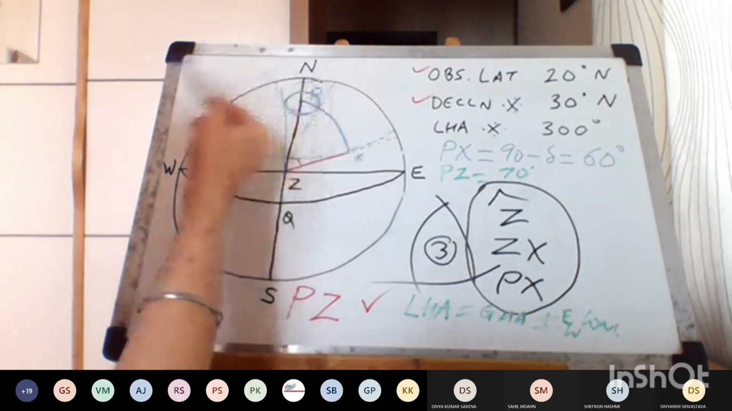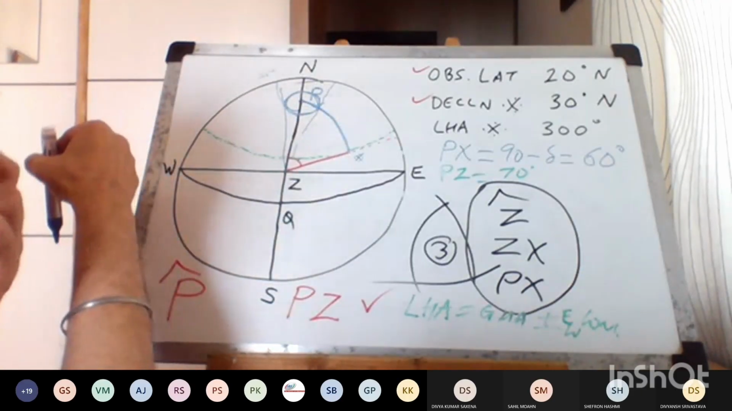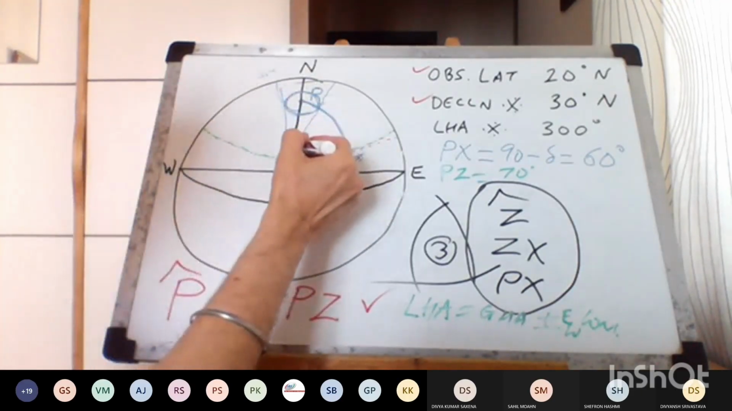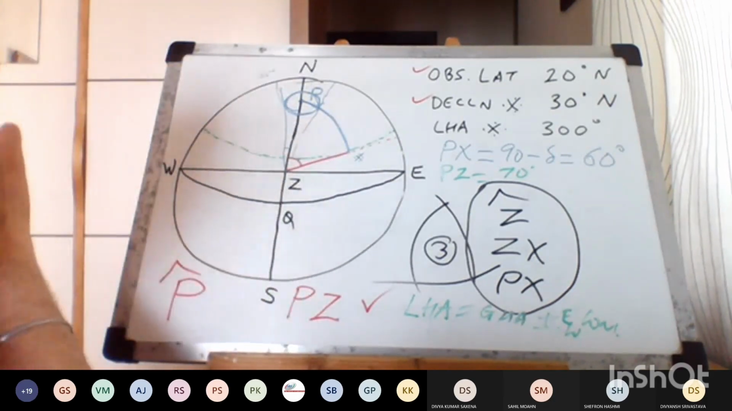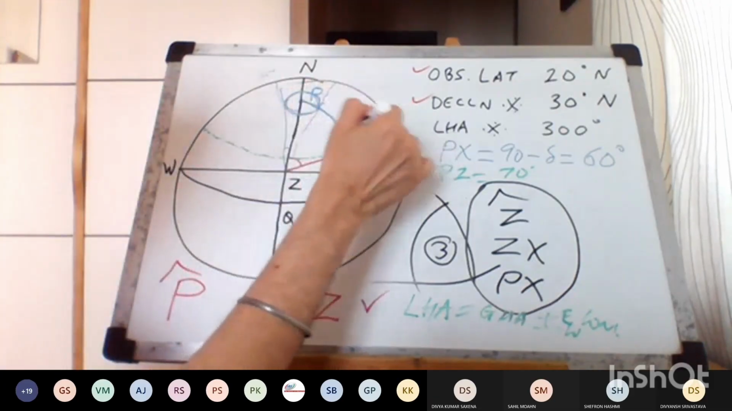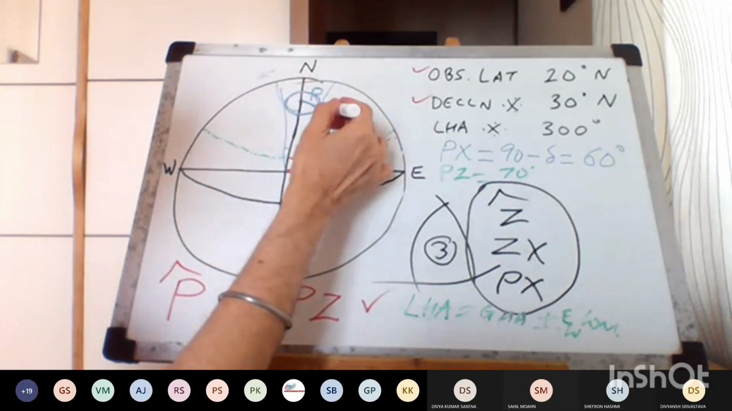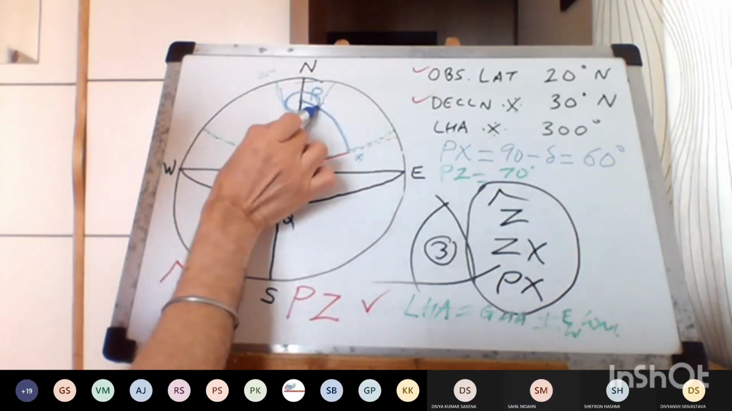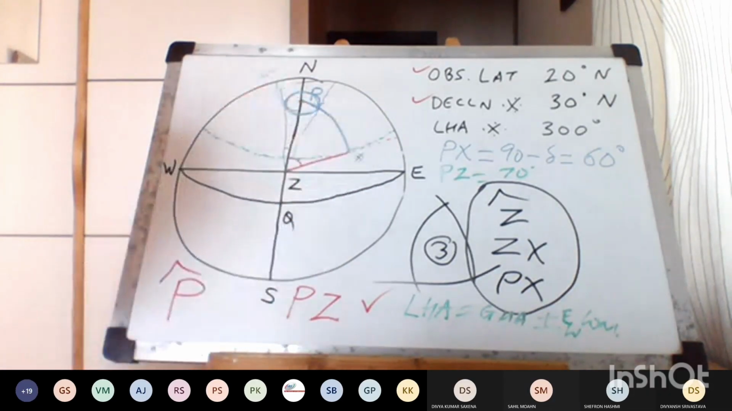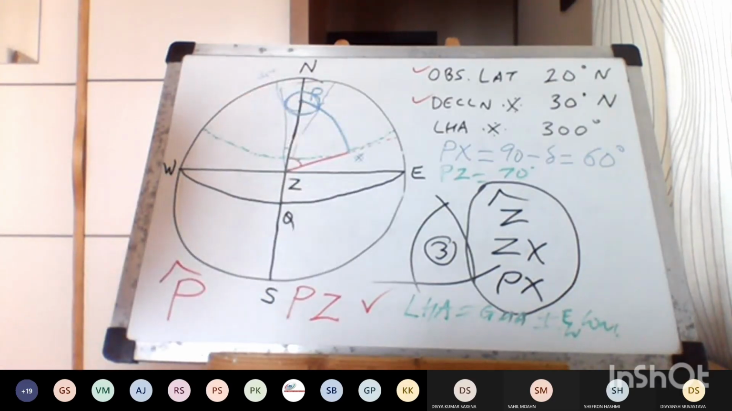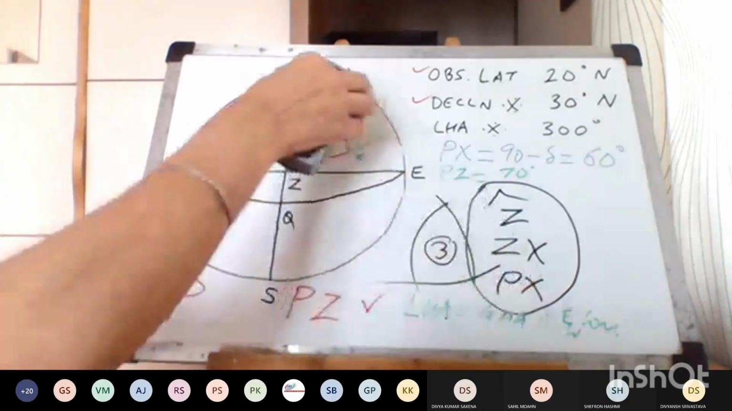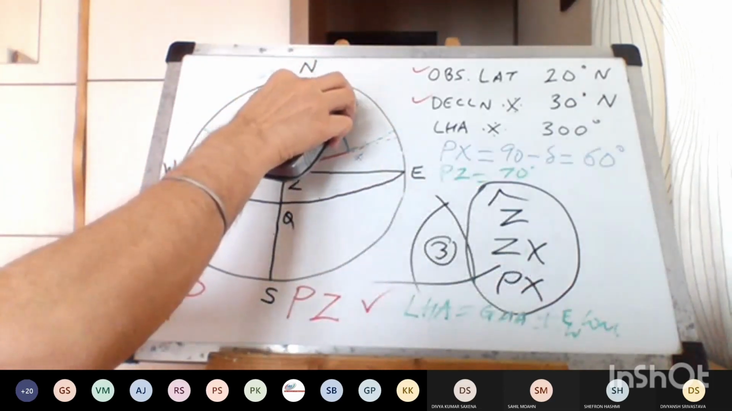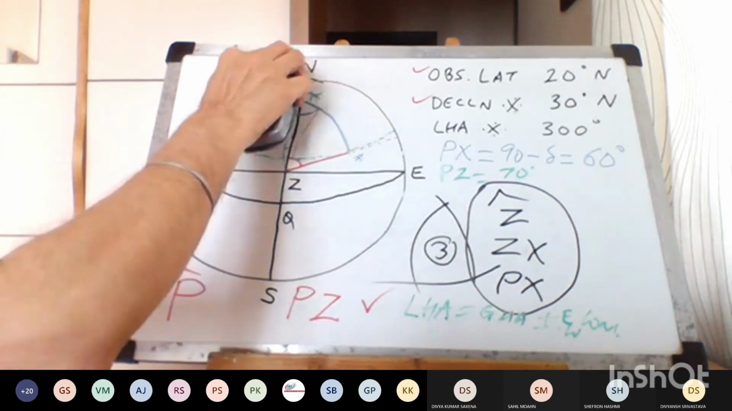Azimuth is the arc of the rational horizon or angle at the zenith between the meridian of the observer and the vertical circle passing through the body. Now if this is a circle and there's a tangent to it, the radius to this line will make an angle of 90 degrees. Yes, sir. Understood? So that is the theory basically behind this, which helps you solve all these problems very easily.